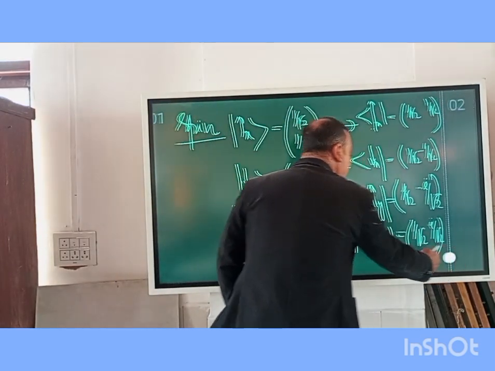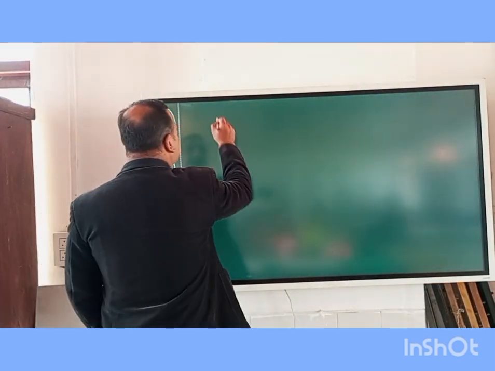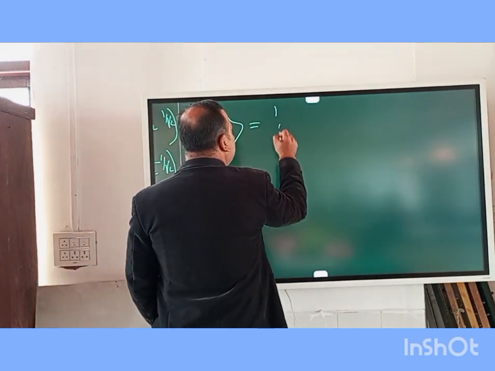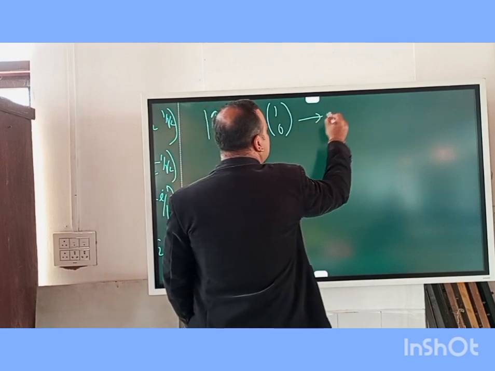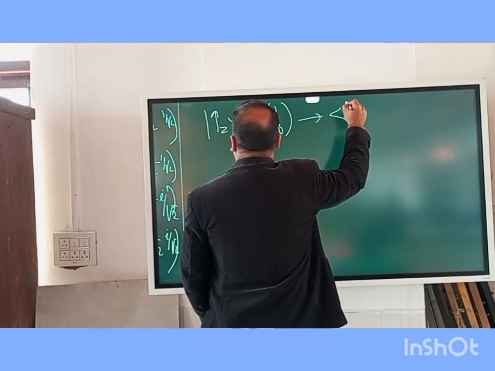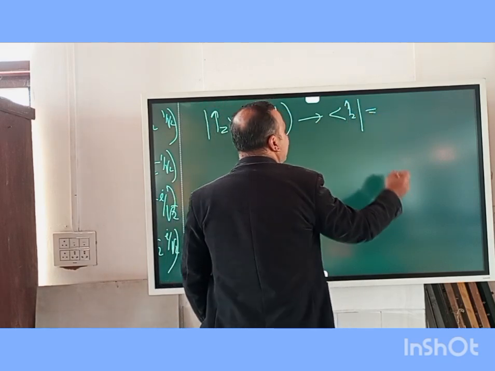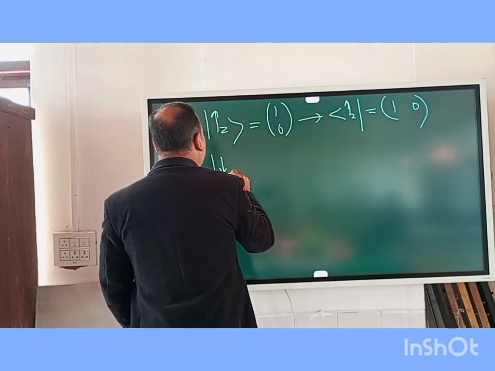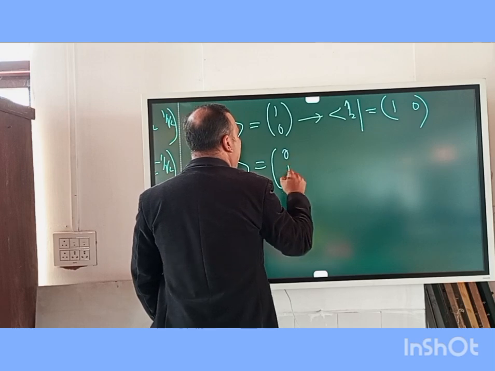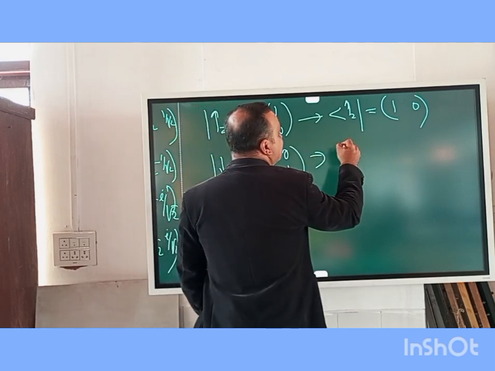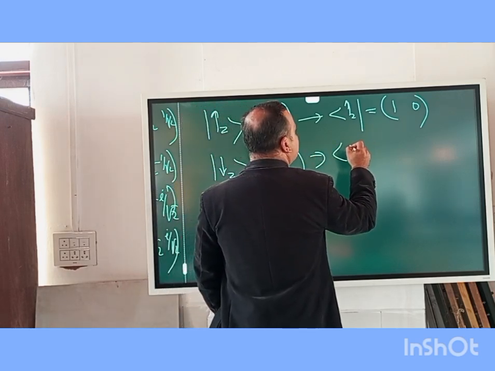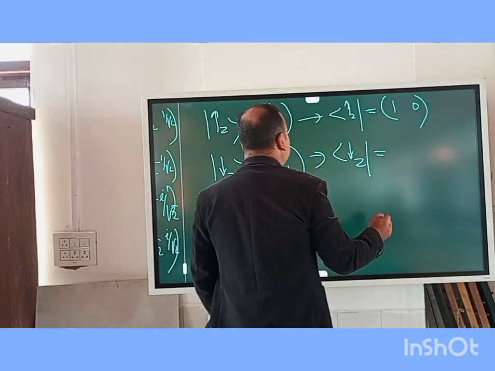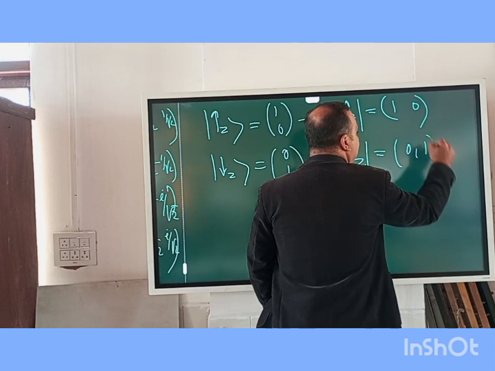Now we have the last one left. What is that? That is spin up along z. That is 1 and 0. So if you write down its bra, spin up along z will be 1 and 0. Am I right? And finally you have spin down along z, that will be 0 and 1. And its bra will be, for z, 0 and 1.